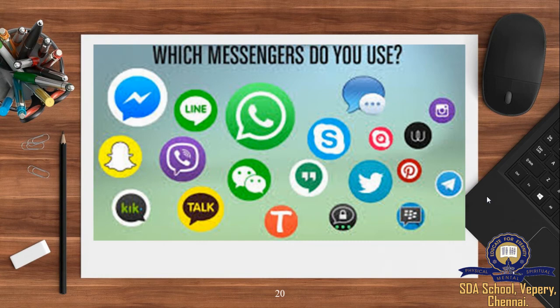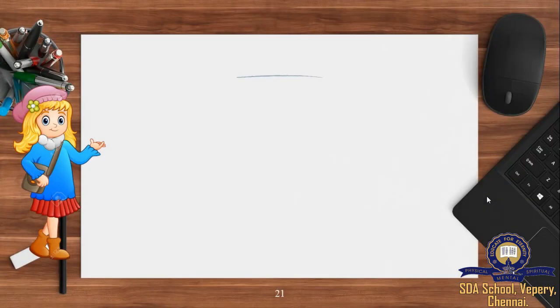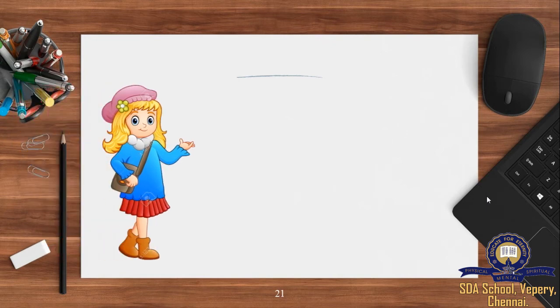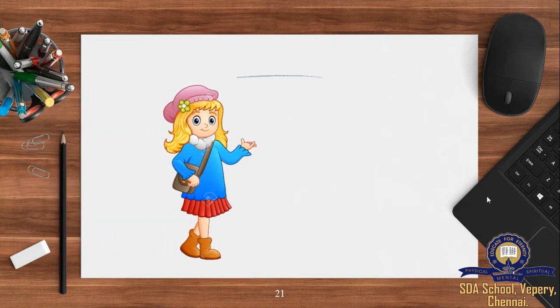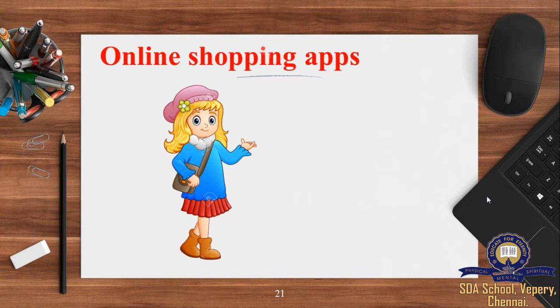Likewise, we have multiple messengers, Line, Talk. Nowadays, there are so many applications, right? So this is called messaging applications. Now you know what messaging applications are, right? It is very useful. Yes. And next we are going to see online shopping apps.